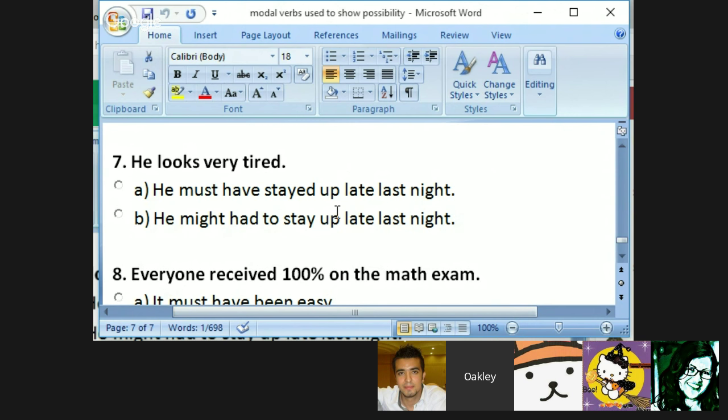Okay, again, we're getting ahead of ourselves. Tomorrow's lesson. These are both making a guess about the past, probability in the past. Well, this is not possible because it's going to be A. He must have stayed up late last night. Must have stayed: must, and then have, and then the past participle.